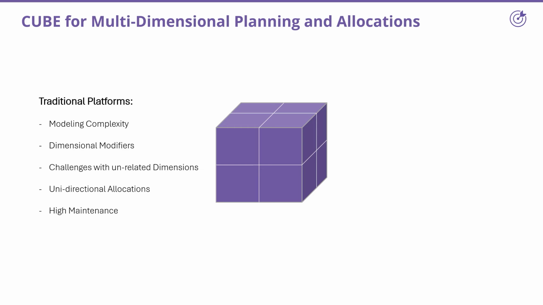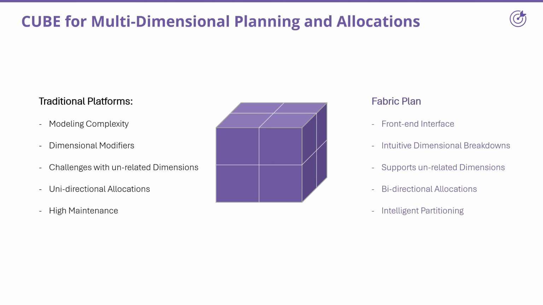Secondly, once you have this kind of an architecture in your platform, eventually it will still do unidirectional allocation. So once an allocation happens from point A to point B, it is very difficult to bring it back to point A from point B. And in order to do it, you will end up creating more dimensional modifiers. The complexity keeps increasing, and that's why it's very high in maintenance.